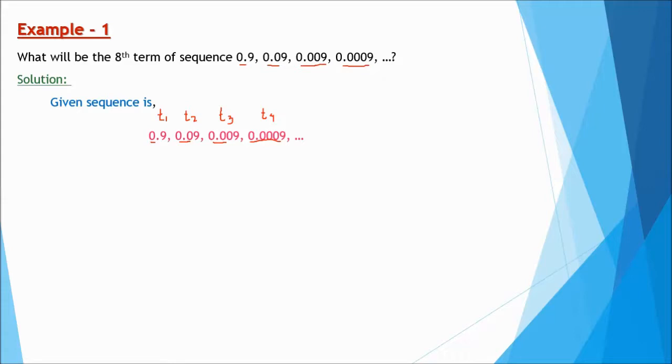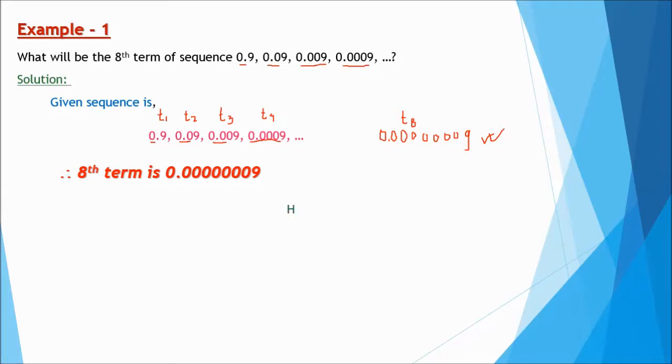So what will be the number of 0s in front of 9 in the 8th term? That will be 80. 1, 2, 3, 4, 5, 6, 7, 8. Then it will be 9. So we can put the decimal right here, isn't it? So this is our 8th term. Therefore the 8th term is 0 point, all the 7 zeros after the decimal, and 9.